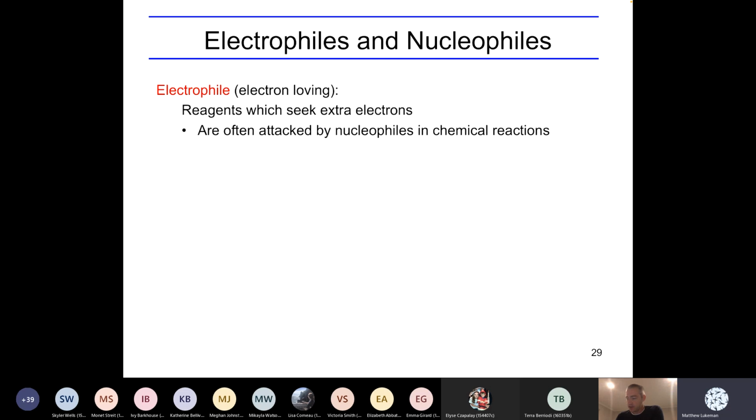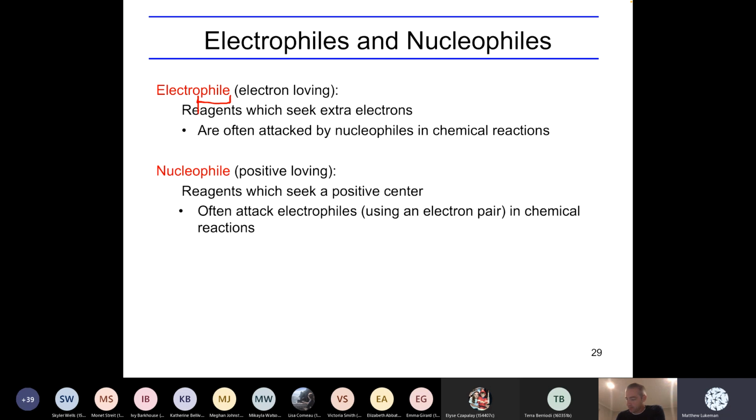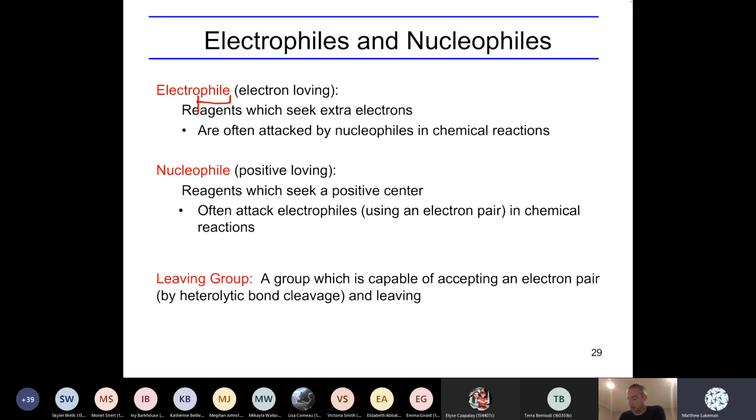Okay, so this is our definition. Electrophile loves electrons. Any word with phile on the end, phile, means to like or to love. So we just have some definitions here of nucleophile, electrophile. We'll use these a lot, starting, I think, in chapter 5 or 6. One of those chapters, we're going to be using a lot of electrophiles and nucleophiles.